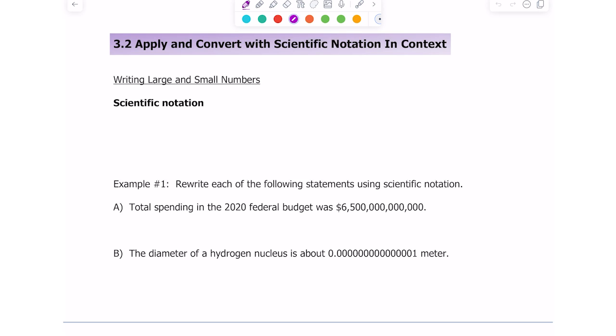Everyone, in this lesson, we're going to look at how to apply and convert with scientific notation in context. So the whole purpose of scientific notation is to be able to write numbers expressed between 1 and 10 multiplied by a power of 10. It's for really large and really small numbers.